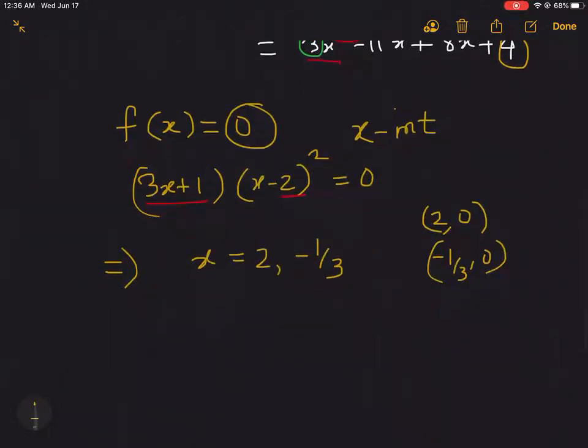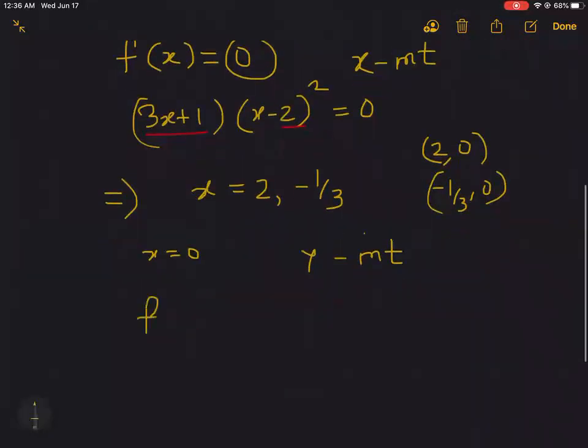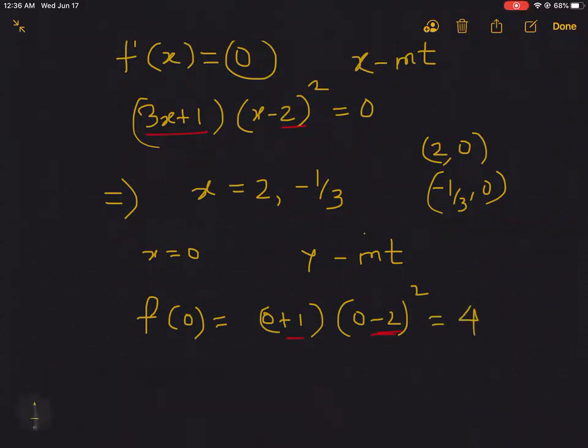For the y-intercept, we just plug in x equals 0, right? So if I plug in 0 in place of my x, I'll get 0 plus 1 times 0 minus 2 the quantity squared. So this will be 1. This will be negative 2 squared, which is 4. So overall, it will be 4. So the y-intercept will be 0, 4. Okay, the first job is done.